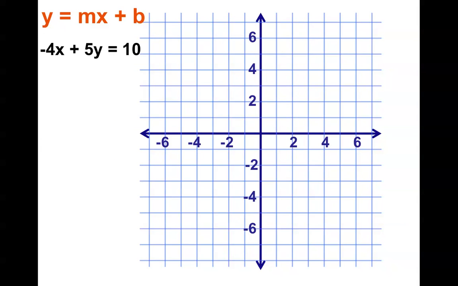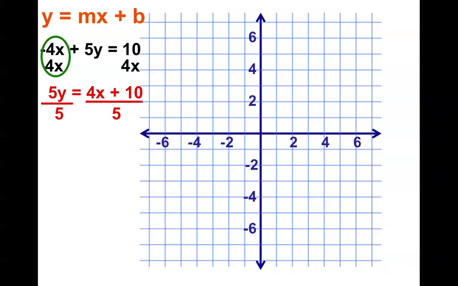Goodness gracious, what if they gave us this one? Well, isolate y. Plus 4x plus 4x. Divide by 5, divide by 5. And crosses the y-axis at 2, and the slope is 4/5. Rise 4, run 5.